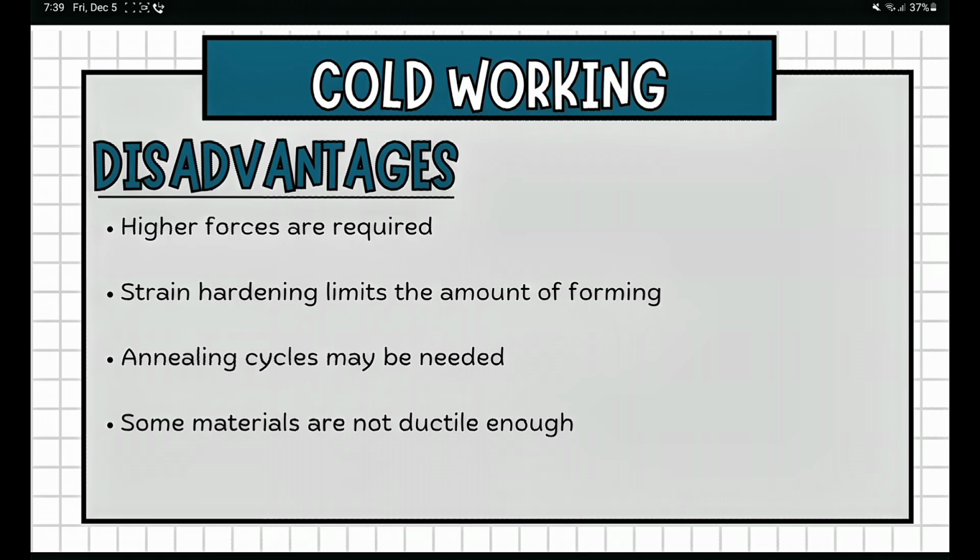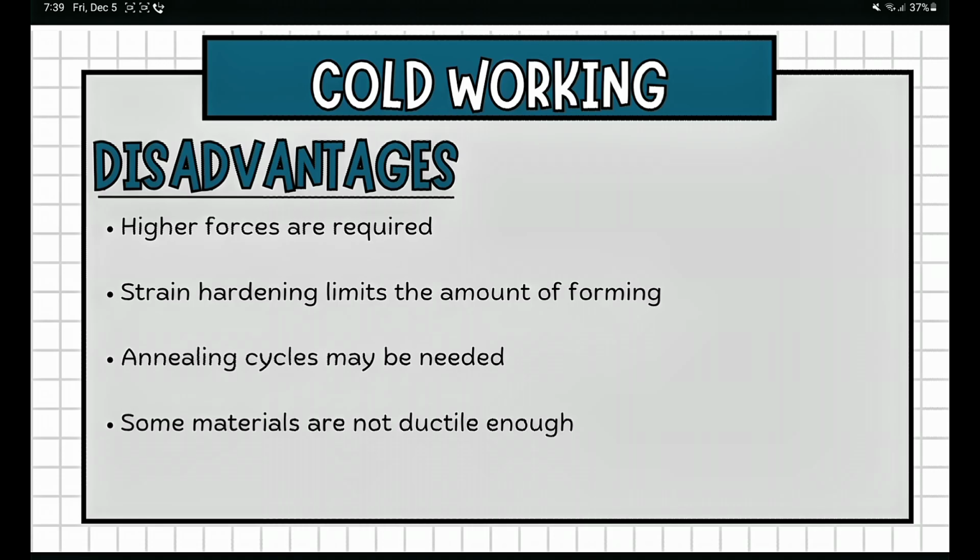So the third one is annealing cycles may be needed. When the metal becomes too hard, we have to heat it to soften it again. So this slows the process and adds extra steps.